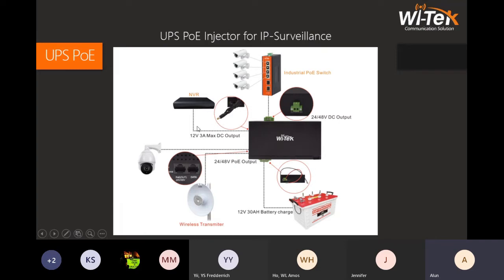And we also designed a 12 volt, 3 ampere max DC output. So you can power up the NVR or camera. And here we also have another DC output. You can change it between 24 volt or 48 volt. So you can power up any industrial switch. So this is a small PoE injector, but it has a battery backup function.